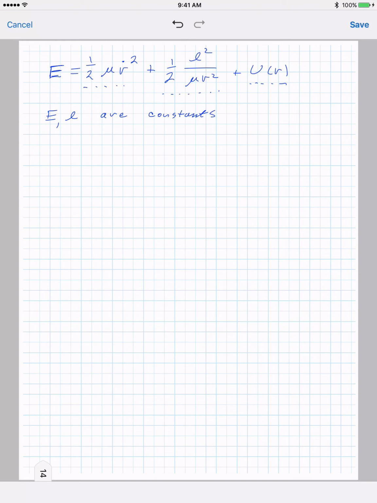And so what I'm going to do is solve this equation for r dot, and that's actually a fairly simple expression. So r dot turns out to be equal to plus or minus the square root of 2 over mu, and then I have E minus u, and then this will be minus L squared over mu squared r squared. Okay.